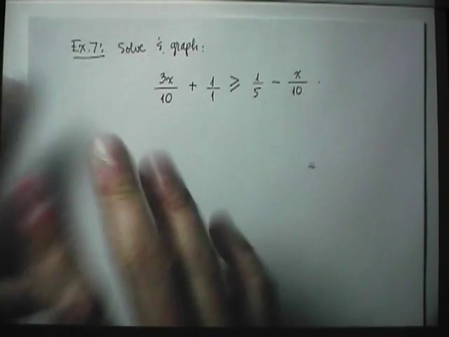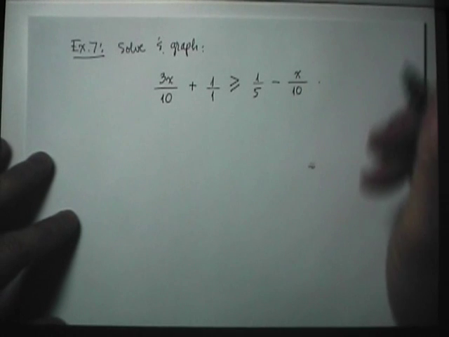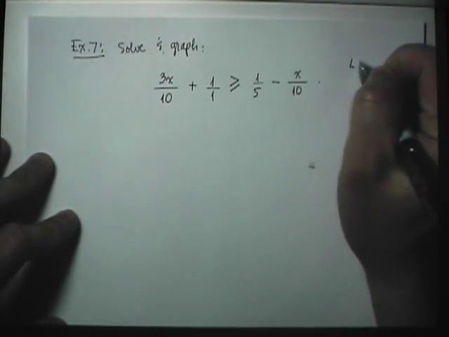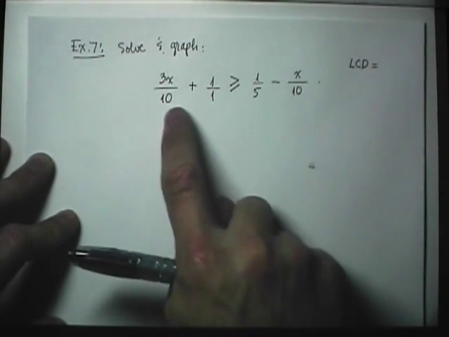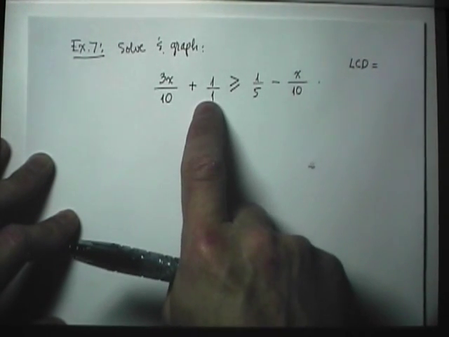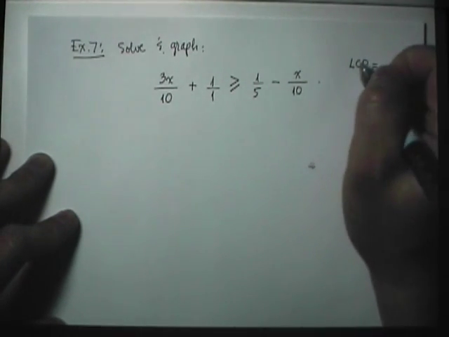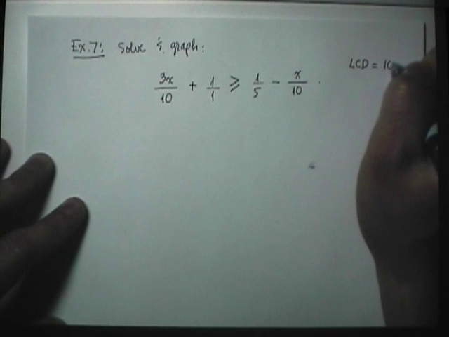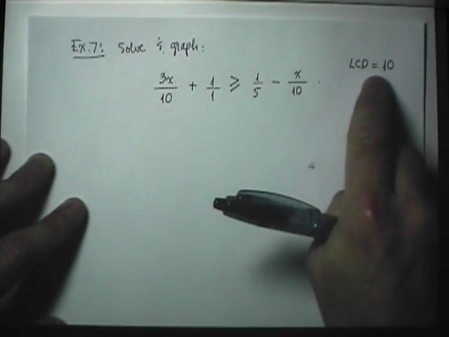So we need to find a way to clear the fractions away. And the only way to clear fractions away is to find the LCD for all these different denominators. So here I have denominator 10, denominator 1, denominator 5, and denominator 10. So my LCD in this case is going to be 10. That's my LCD, least common denominator.